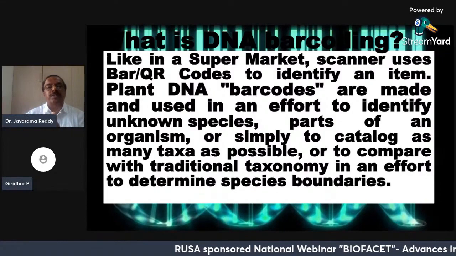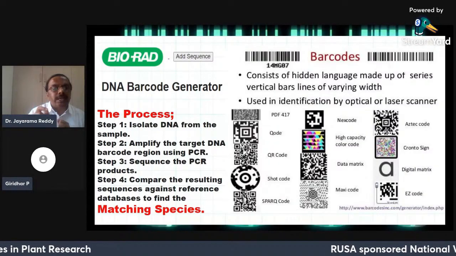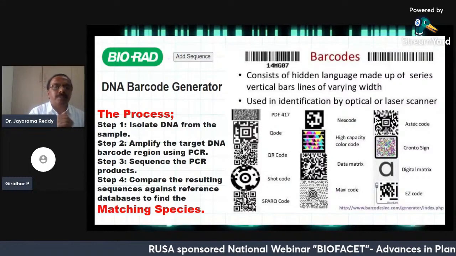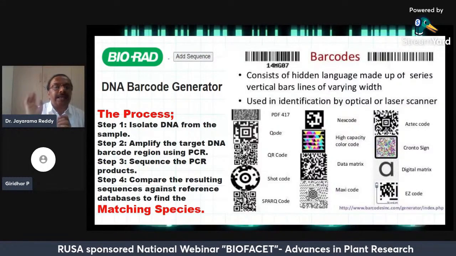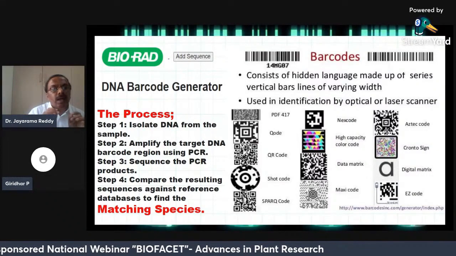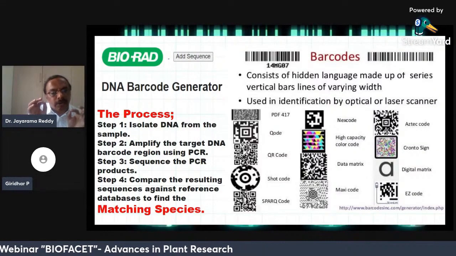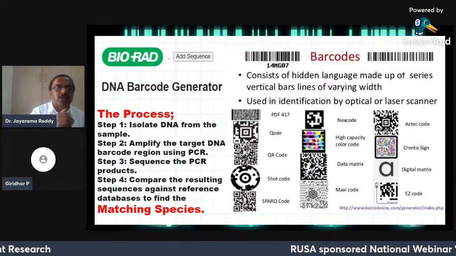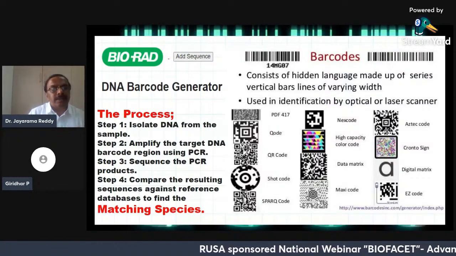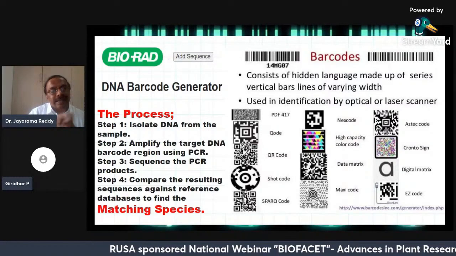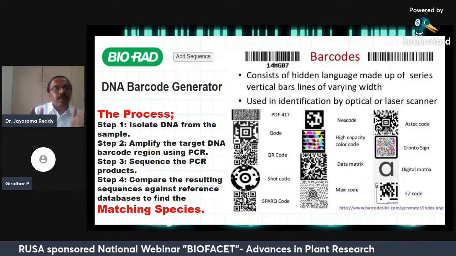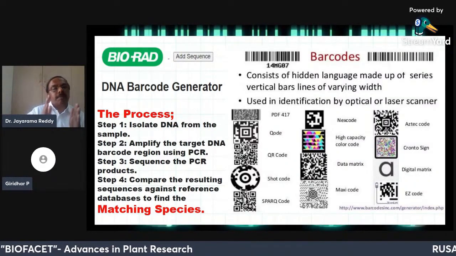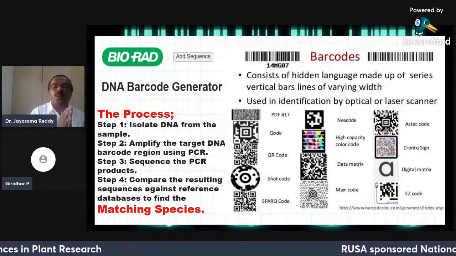We have to deposit in the library. Isolate the DNA from the sample, so you require the plant sample or animal sample. Amplify the target DNA, and barcode it. When you are amplifying, you have to use the PCR technology, polymerase chain reaction, with the help of which you amplify the DNA. Then you compare the resulting sequence against the reference in the database, with the help of which you match the sequence.